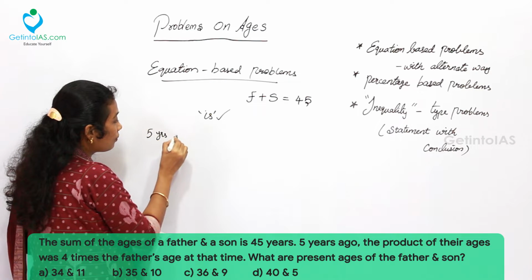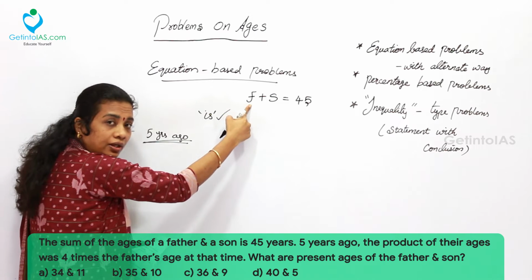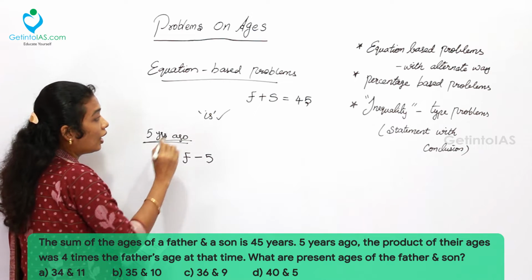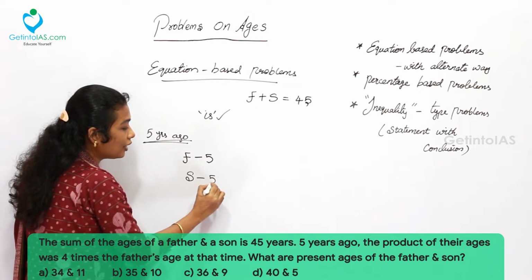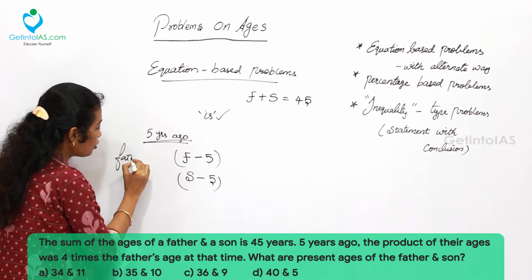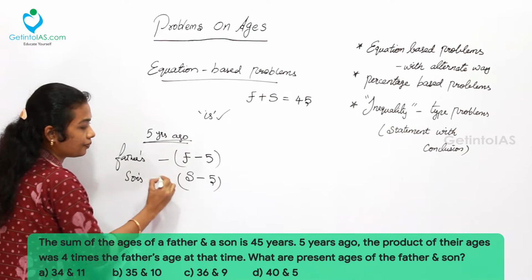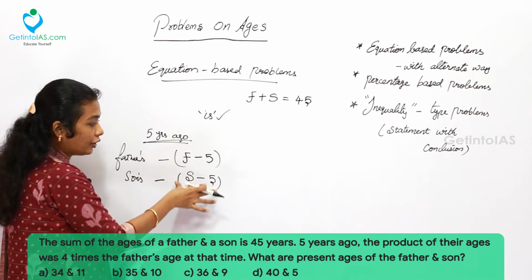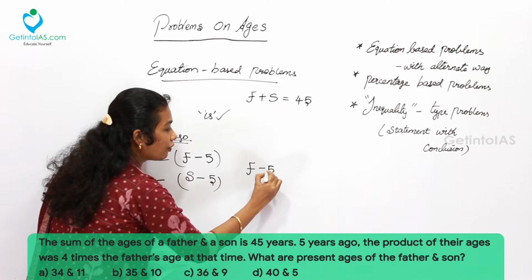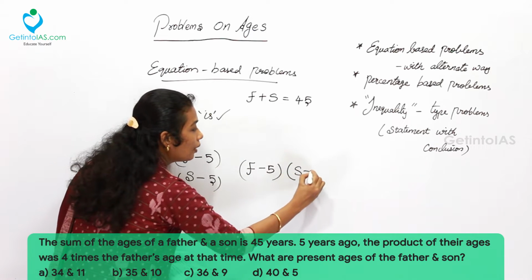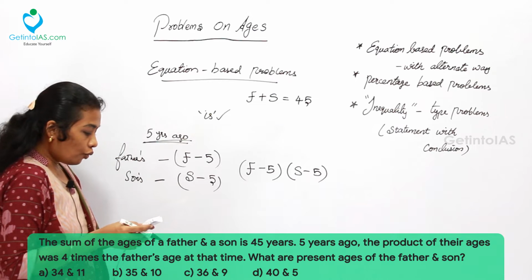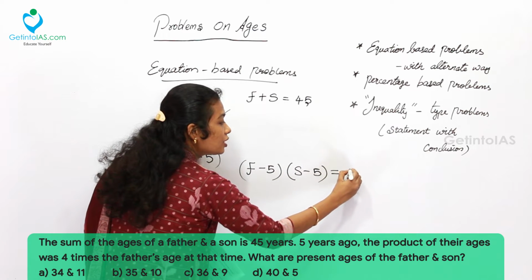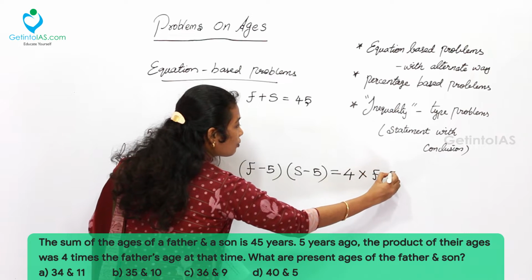5 years ago, under this criteria, father's age is to be written as F minus 5, and son's age is to be written as S minus 5, right? The next one, the product of their ages, that is F minus 5 into S minus 5, will be equal to 4 times the father's age at that time. That is, this is the age of father at that time, 4 times it is given, so 4 into F minus 5.